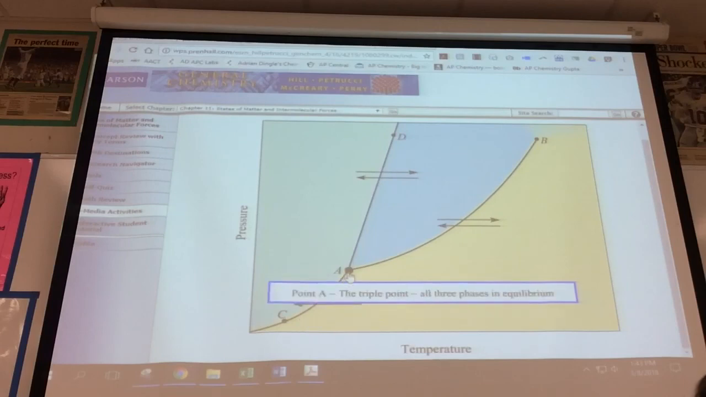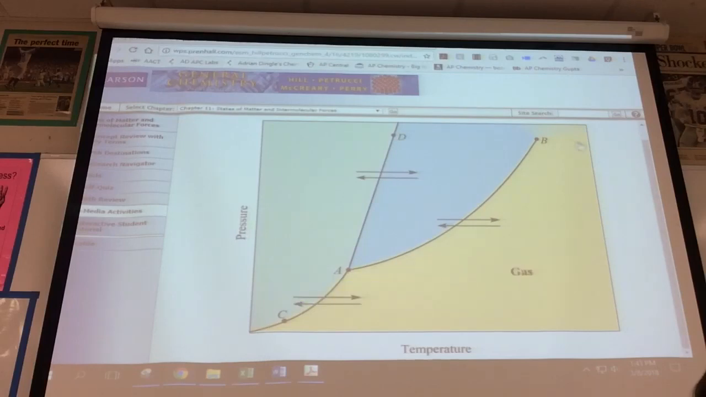A is the point where all three phases exist. All three phases are at equilibrium, and we'll see this at the molecular level. And point B in this curve is the critical point. Here you still have liquid and gas. Above this point you have what's known as a supercritical fluid. You cannot have both states of matter anymore.